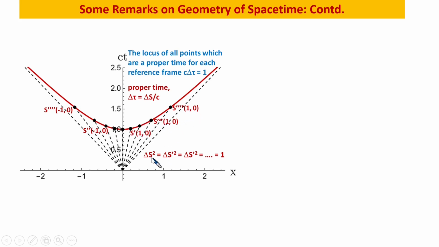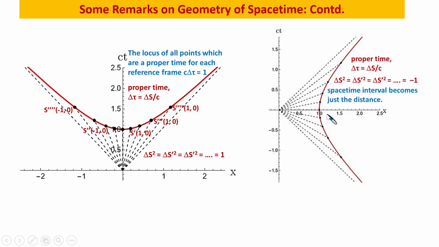And here I have written that delta s square, or delta s prime square, these all have the same separation, that is equal to 1. And here this hyperbola is open in the x-axis, and again a similar thing: proper time delta tau is equal to delta s by c, and similarly delta s square is equal to delta s prime square. So this is the separation delta s as we have shown here. The space-time interval becomes just a distance.